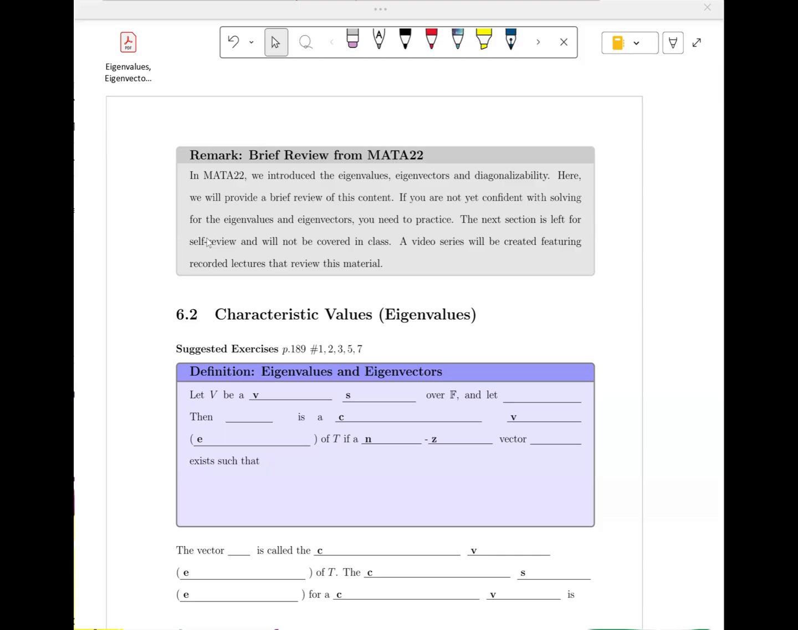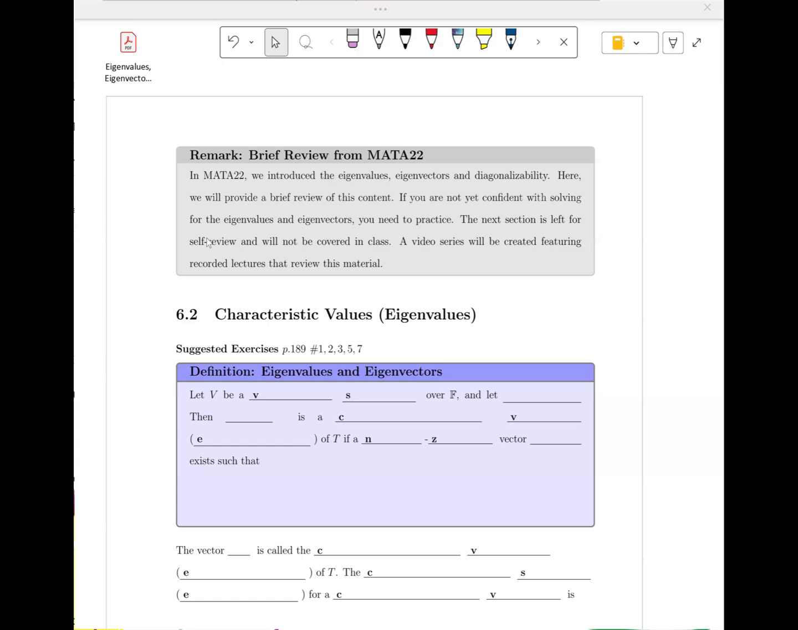In this section, we're going to review the material on characteristic values, or eigenvalues, that you would have learned in A22. This includes what the definition is, how to compute an eigenvalue, how to compute the eigenvector, as well as a theory about when a linear transformation is diagonalizable. This theory connects to the null space or the geometric multiplicity of the eigenvector, as well as the eigenvalue, as well as the algebraic multiplicity of the eigenvalue.